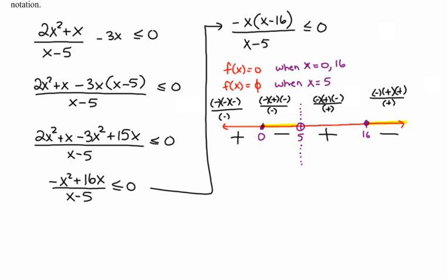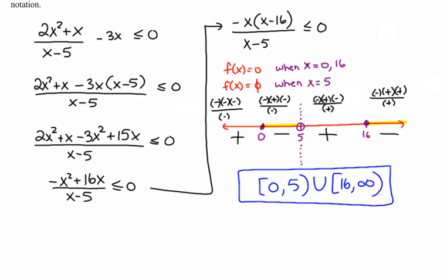So when you write this, be very careful. 0 is closed because it includes 0. 0 to 5, but 5 is open because it's a non-permissible value, it's an asymptote. Union 16 is a square bracket to infinity.